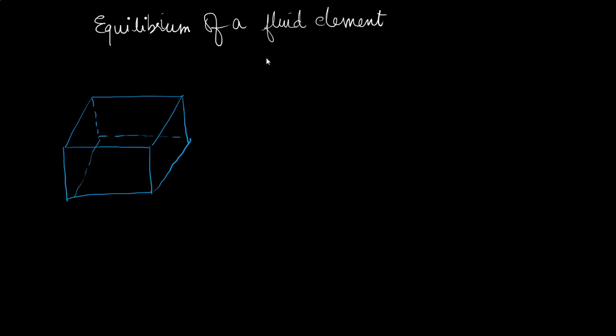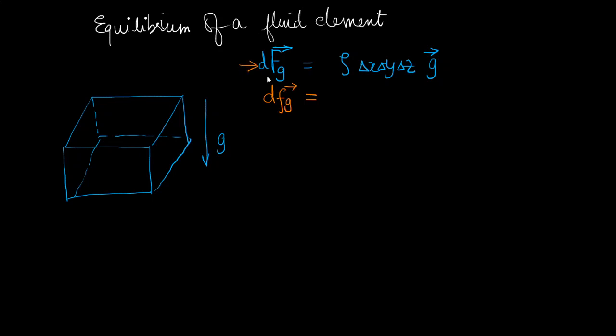So let us consider the body force due to gravity. So it will be the density times its volume, delta x, delta y, delta z, times the g vector. Now the g vector points downwards, but we will write it for the time being as a vector. So d small f g, which is the body force, is the force; the force per unit volume will be simply rho times g.